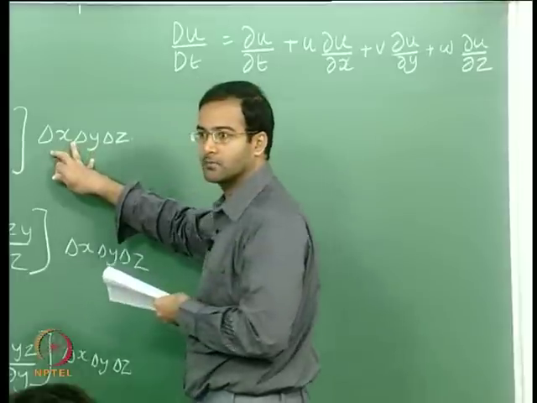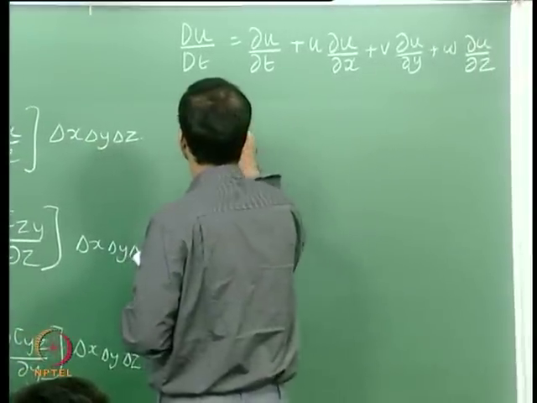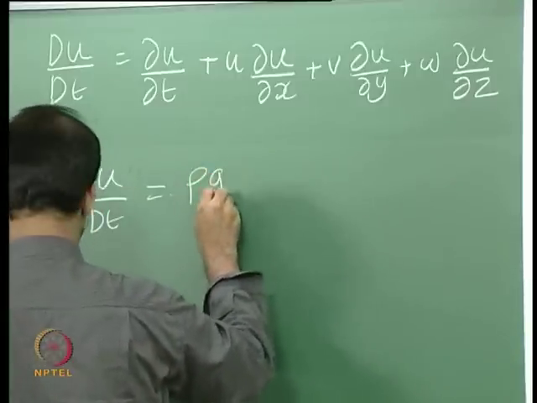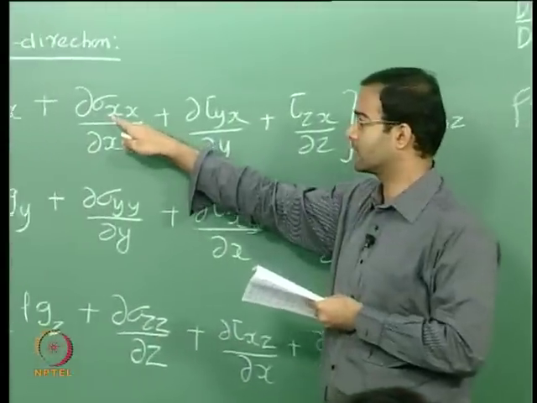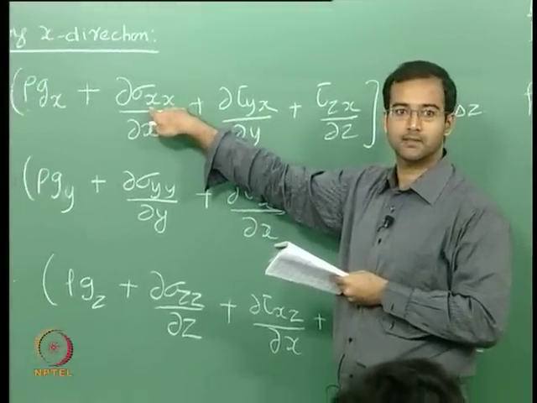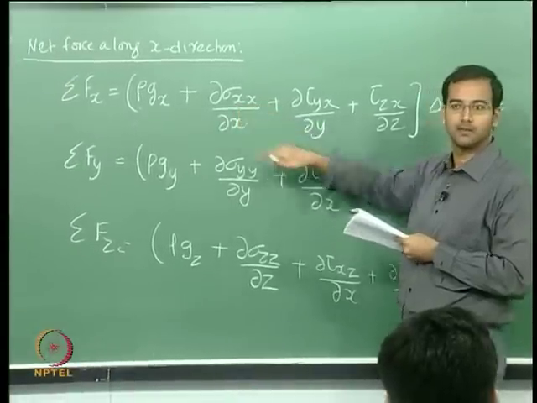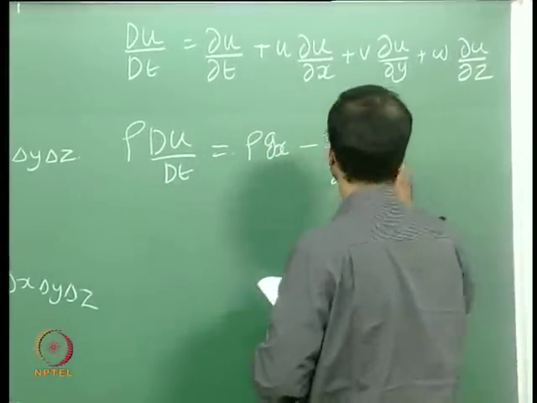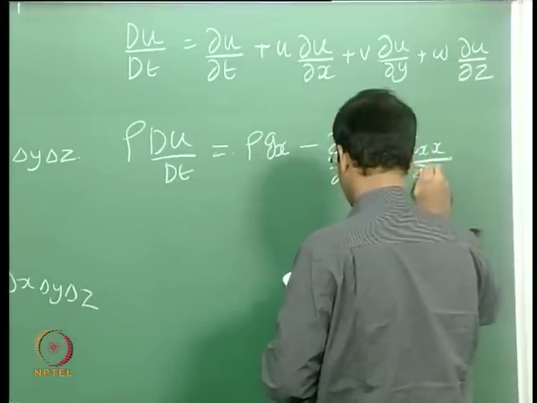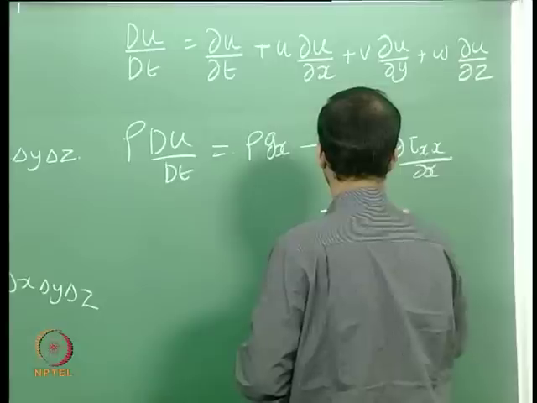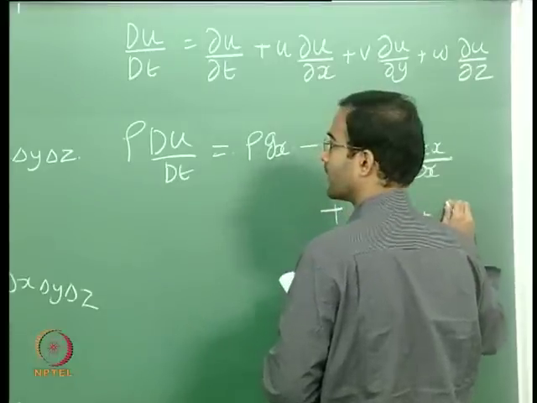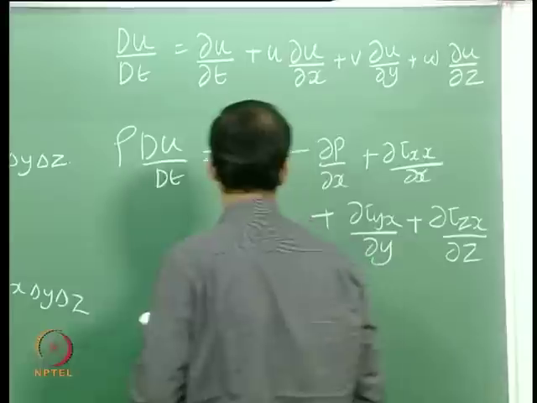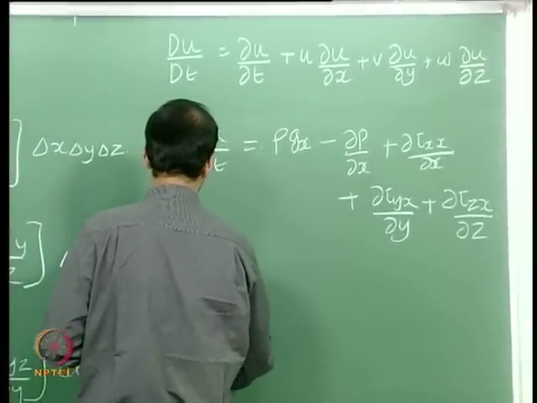So we can cancel the volume on both sides, and we have rho du by dt equal to the term for the balance of the forces, which is rho gx. Now what I am going to do is take pressure out of the notation sigma xx and retain only the normal component of the viscous stress. So I am going to say minus dp by dx, plus d tau xx by dx plus d tau yx by dy plus d tau zx by dz, and so on in the other directions. I think you can fill in the blanks yourself.